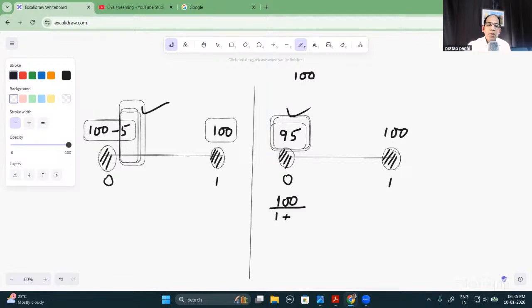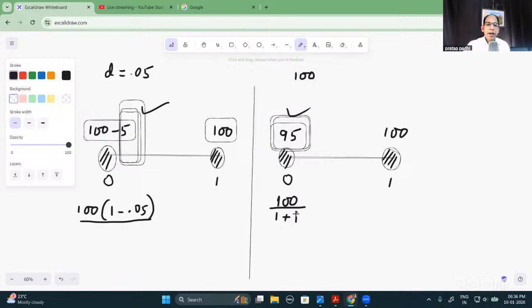That is 1 plus i. And if you take 100 common here, this will be 100 minus, with 100 taken common, 0.05. Again, in this case your d is 5%.